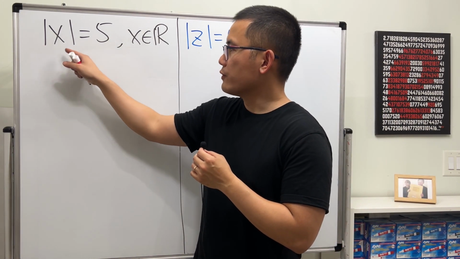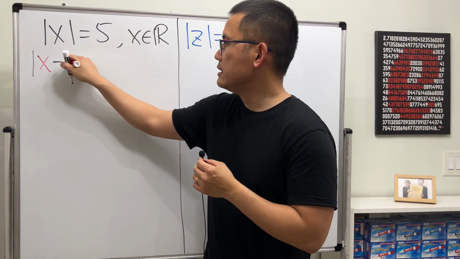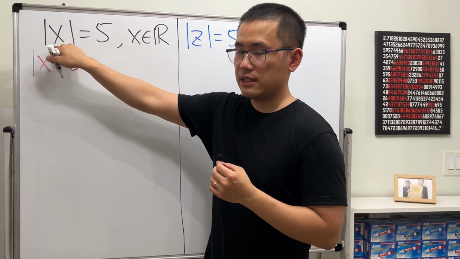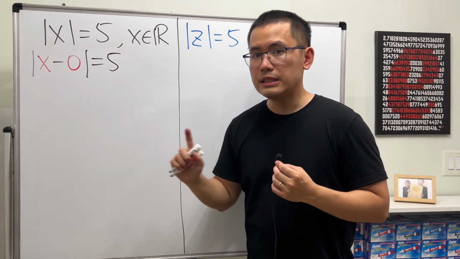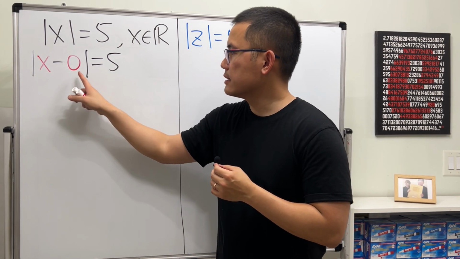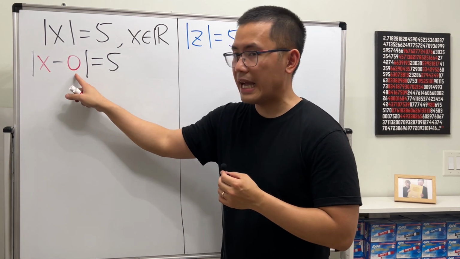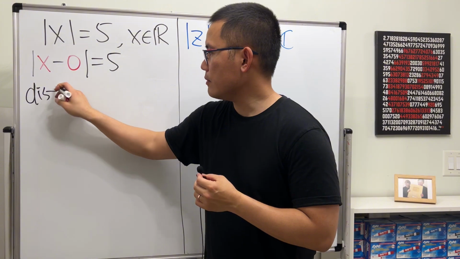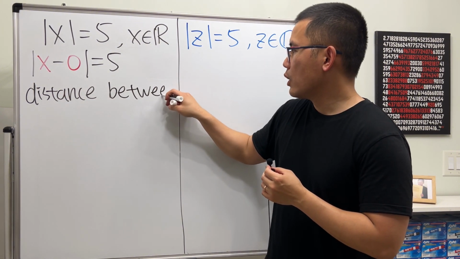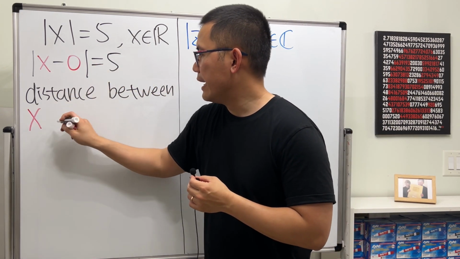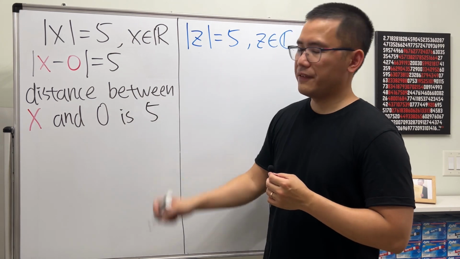First, for the absolute value of x, let's rewrite that as the absolute value of x minus 0. This is still going to give us x, and this is equal to 5. The reason we want to do this is because now we can look at this as the distance, the absolute value, the distance between this and that. So let me write that down for you guys. We are trying to figure out the distance between what x value and 0 is 5.